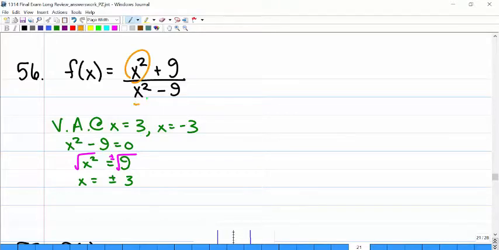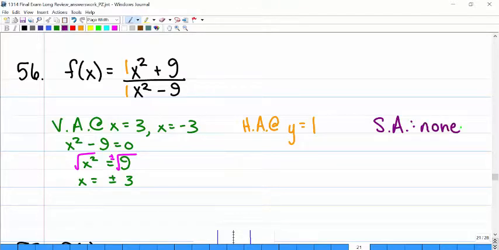Since the degree of the numerator is 2 and the degree of the denominator is 2, they are the same. I will have a horizontal asymptote at y equals the ratio of the leading coefficients. The leading coefficient in the numerator and the denominator is 1. So I get y equals 1 over 1, or y equals 1. Since there is a horizontal asymptote, there cannot be a slant asymptote. So slant asymptote is none.